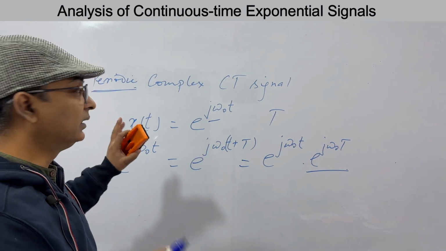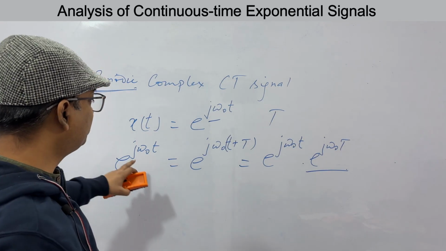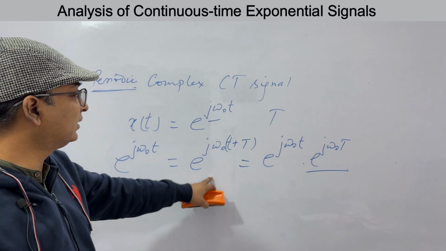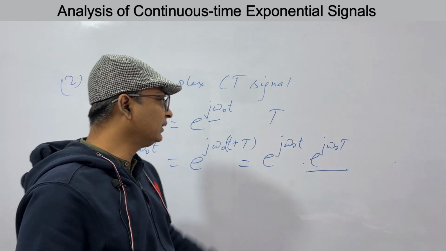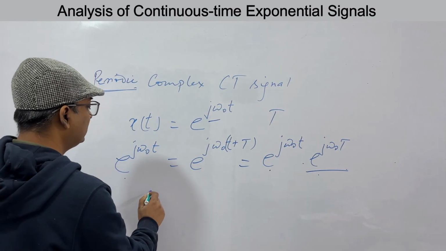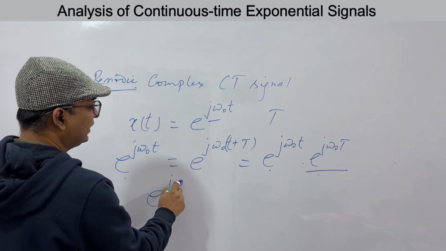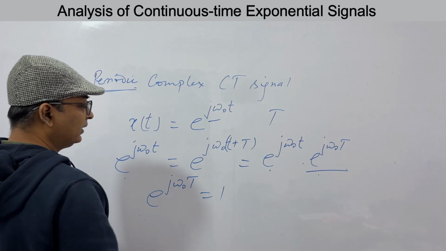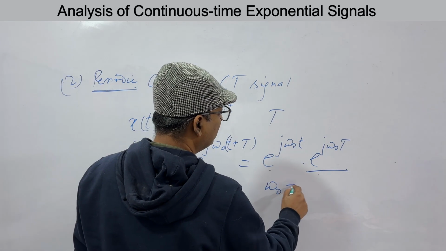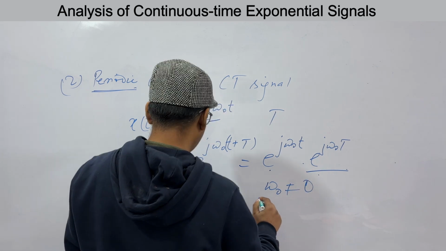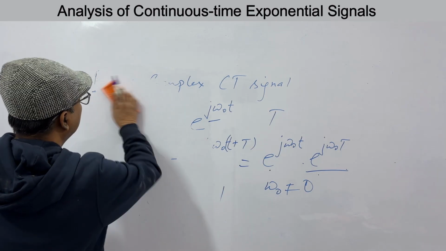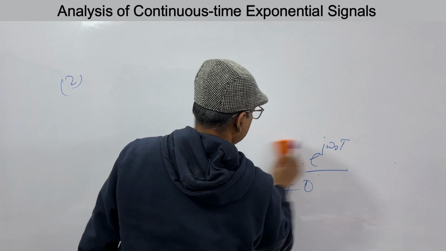Clear? Again, we are talking of a periodic signal. So periodic means if the time period is T, this will be equal to this. It will repeat after time period T. So this can be expanded like this. This is possible only when this is equal to 1. So in the case of periodic signals, we'll have this equal to 1. And when is this possible? It is possible only when omega 0 is not equal to 0, then this will be 1 only. I'm rubbing this so that we are able to write in detail.